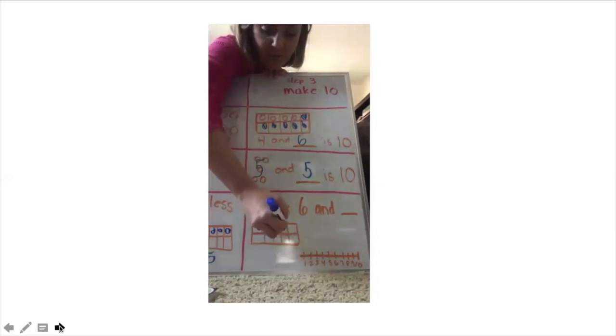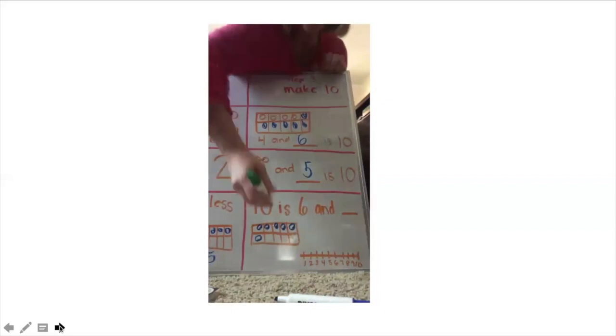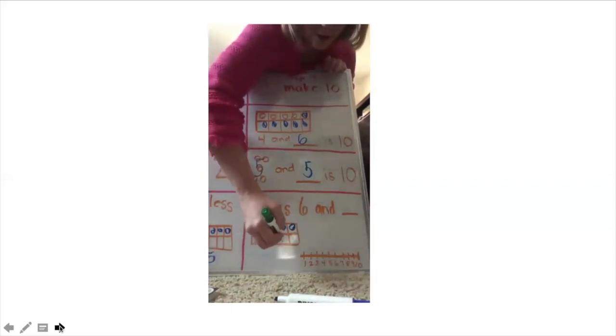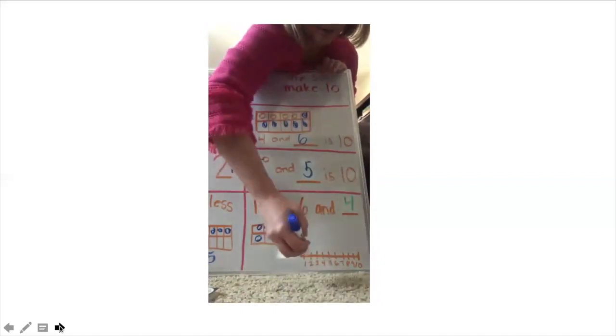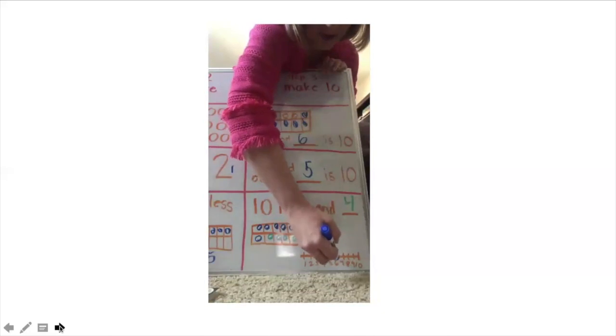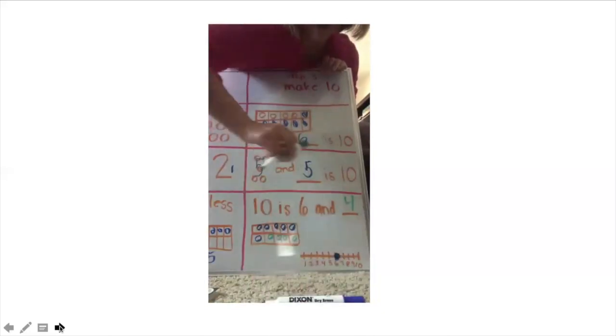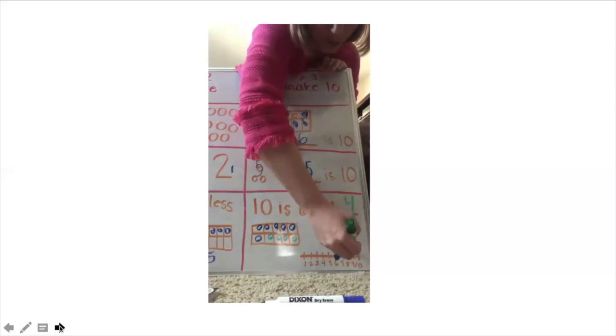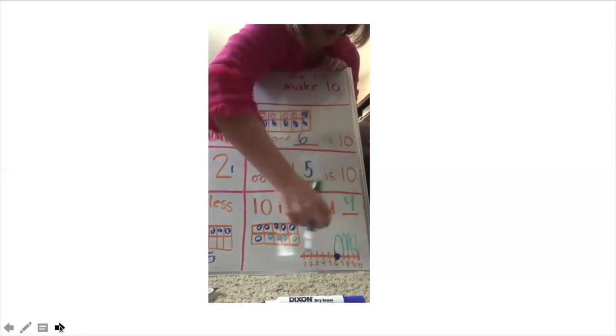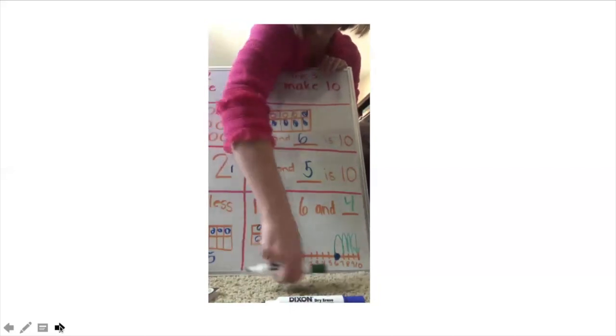Well, I'm going to draw it and do it on the number line. So I'm going to draw 6. And then I need to fill in the rest. 1, 2, 3, 4. 10 is 6 and 4. And now I'll show it on the number line. So if I'm starting at 6, how many jumps will I have to make to get to 10? 1, 2, 3, 4. So that shows me 6 plus 4 will get me to 10.